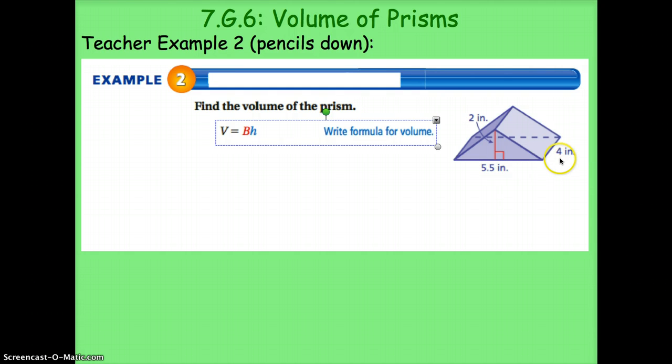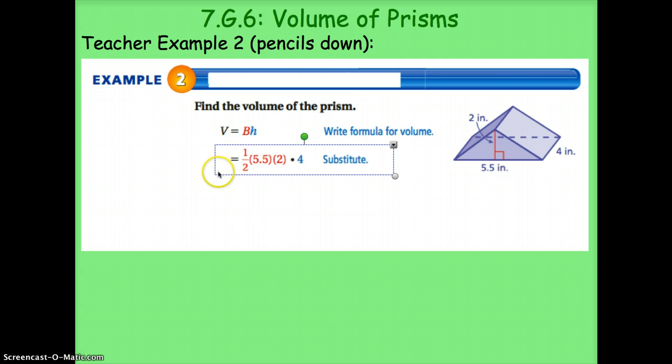Again, this is where most people make their mistake. They say the height of the prism itself is 2 inches, and it is not. Be very, very, very careful. Okay, now I can go ahead and multiply.